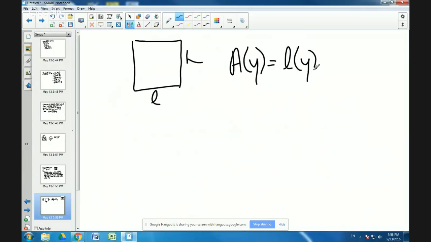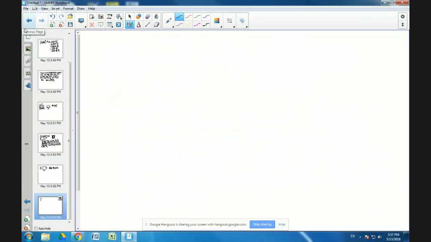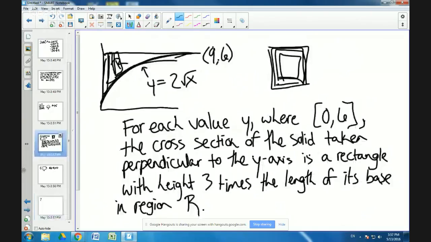Your length times your height. This is basically what we're looking at. So what we need to do is find the length function and your height function. Now it gave us in the problem what the length is. We're going to go back to our function. Our function is y equals 2 root x.